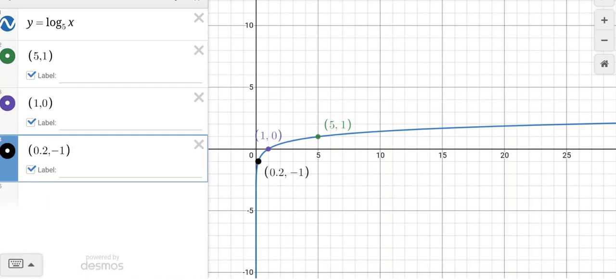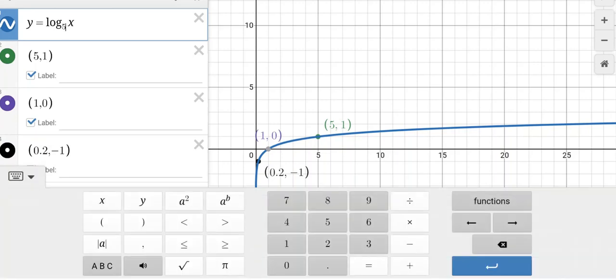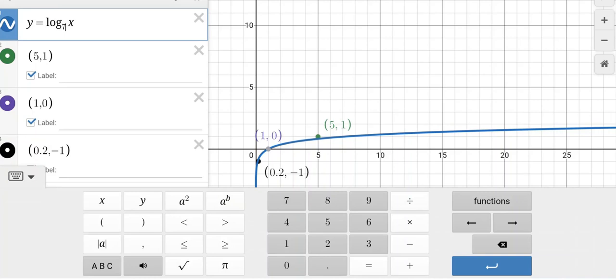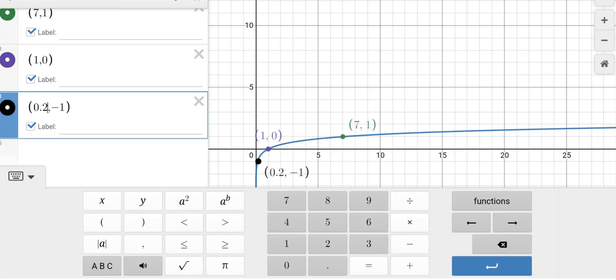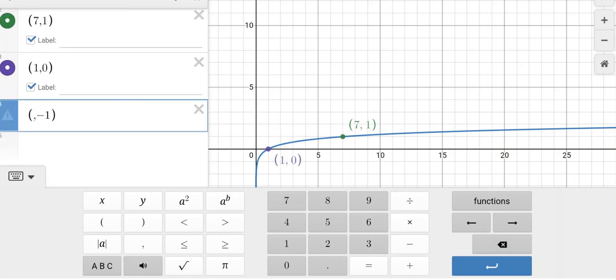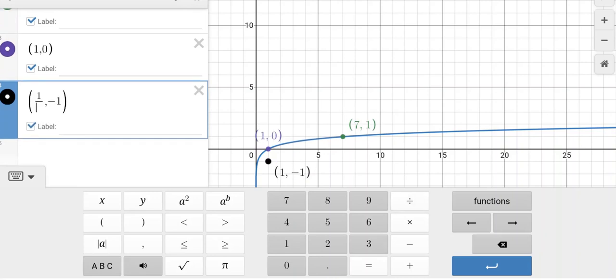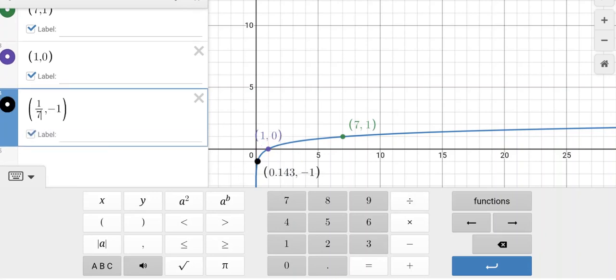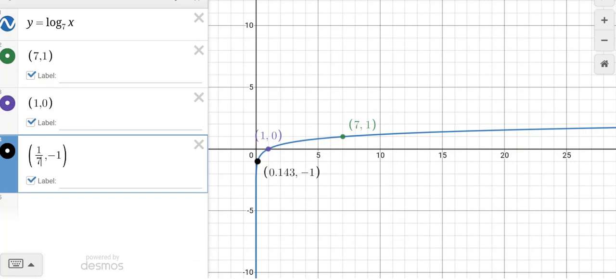Now if we change this and instead of 5 we had the base of, let's say, 7, this time our points will be at 7, 1, and then I'm going to have to put this in as a fraction: 1 divided by 7, 1, and that is going to be this point here.